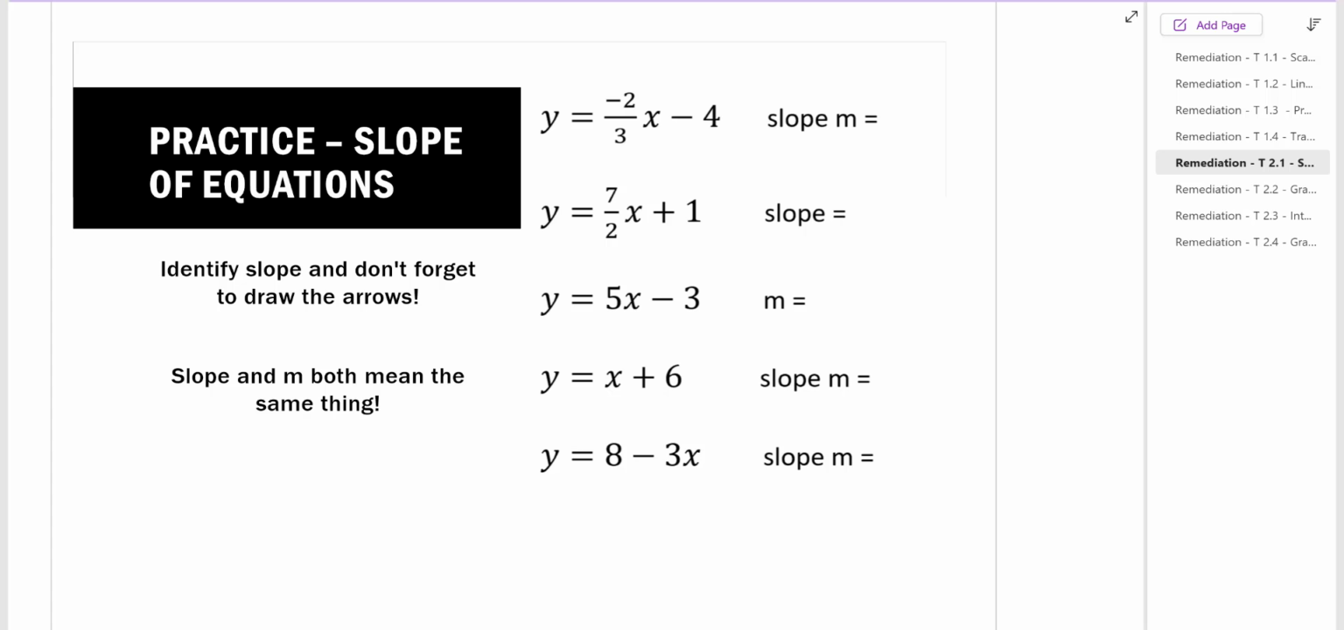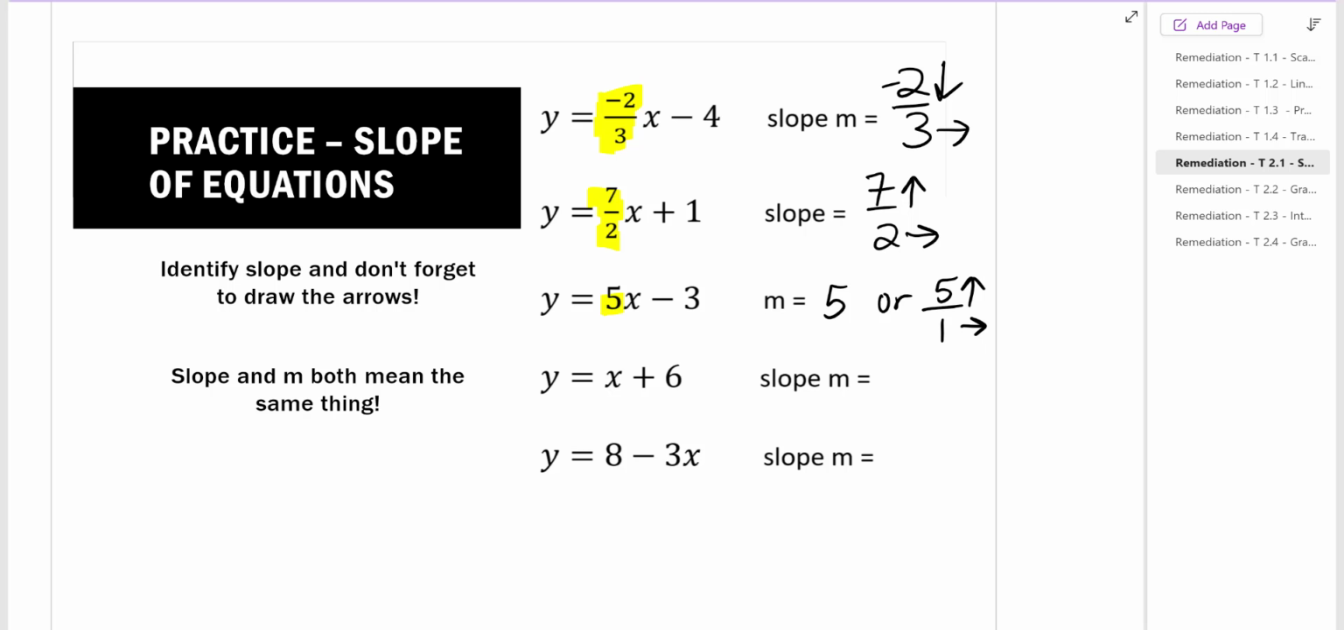All right, now I'm going over the answers. So for the first one, slope is negative 2 over 3. That should be down 2, right 3. The next one is 7 over 2. Up 7, right 2. The next one is 5. So you can write 5 or 5 over 1.